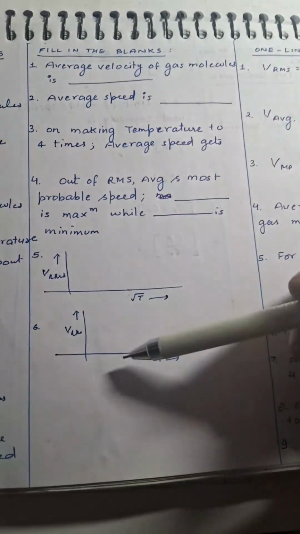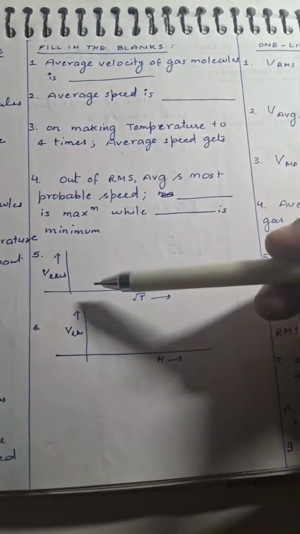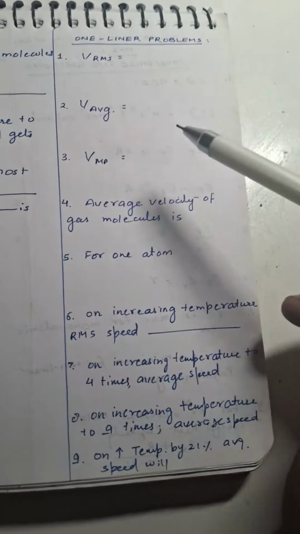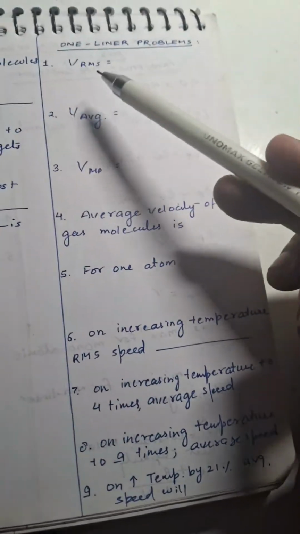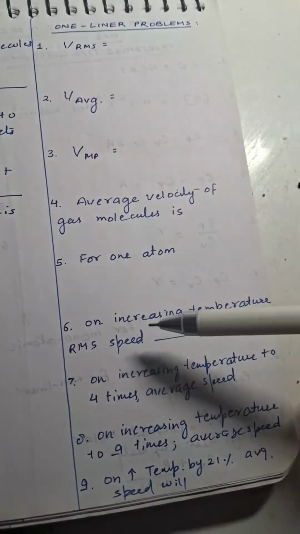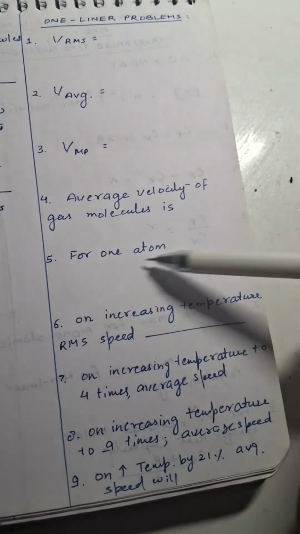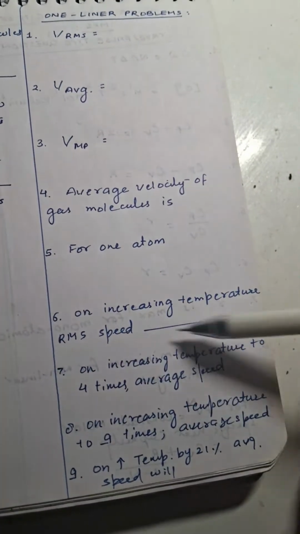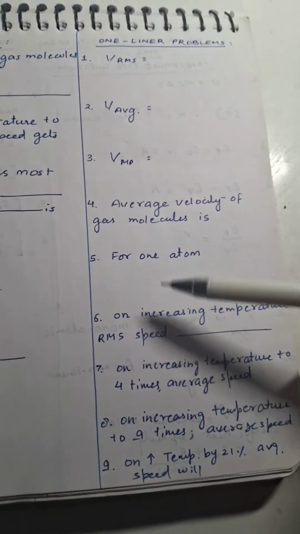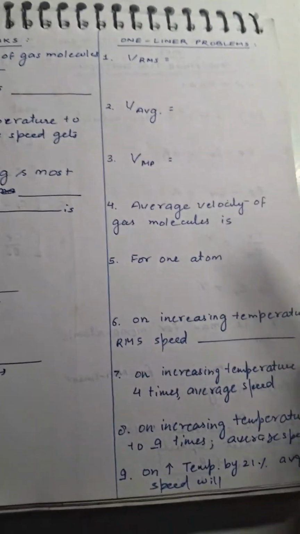Then we have fill in the blanks type question, basic questions, graph based questions. Then we have one-liner problems like calculation of RMS speed, average speed, most probable, average velocity for one atom, and on increasing temperature, RMS speed. So various questions based on the manipulation of various speeds.